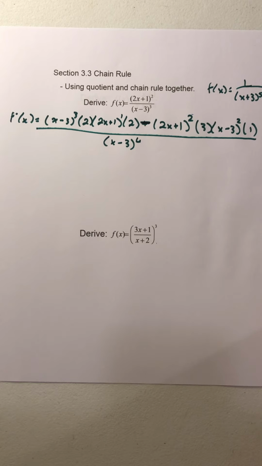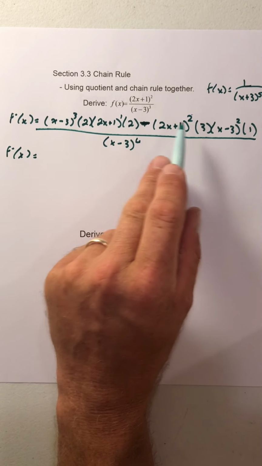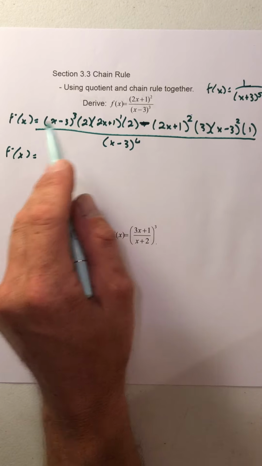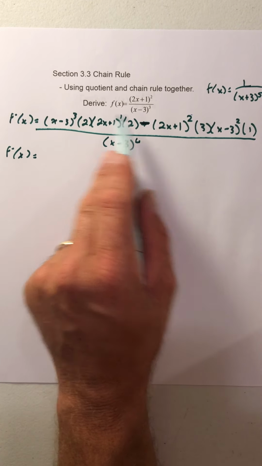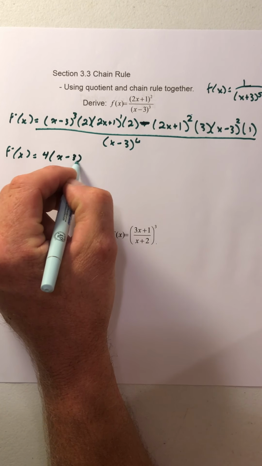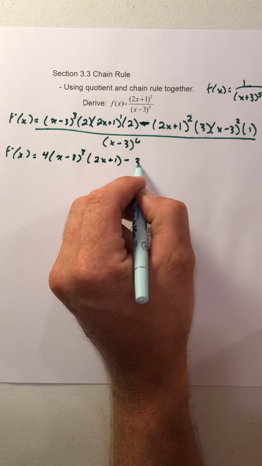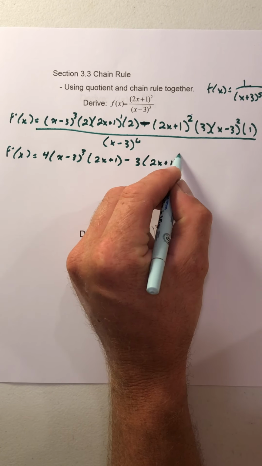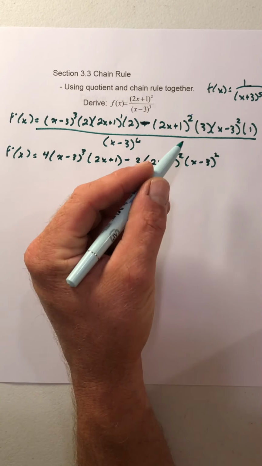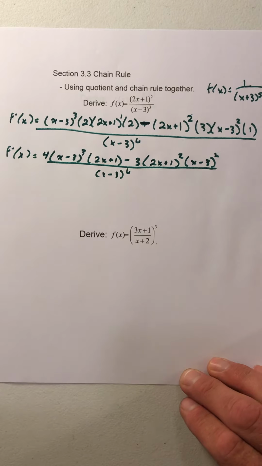To simplify this, we're going to go back and revisit those rational expressions we did at the beginning of the year. To clean this up, I'm going to look for common factors in the numerator. Before we do that, we could go ahead and clean up each of the terms in the numerator. We have 2 times 2, which is our 4, our x minus 3 to the third, and 2x plus 1. From that, we're going to subtract 3 times 1, or 3, and then 2x plus 1 to the second, and x minus 3 to the second. And it's over that denominator of x minus 3 to the sixth.